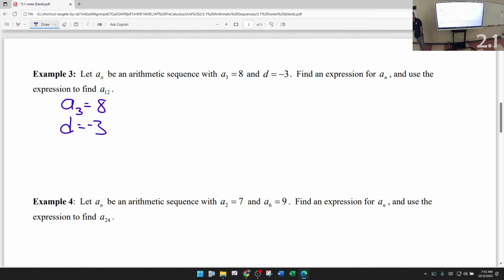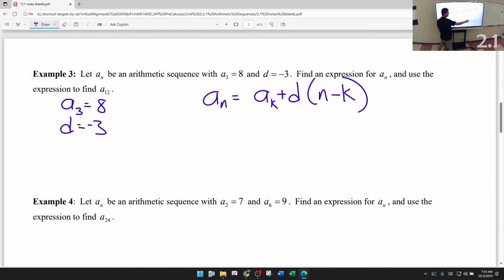Well, as soon as it says find an expression for a sub n, I'm going to go to a sub n equals a sub k plus d times n minus k. Let's write it down, and you've got to memorize it. The night before the test, make sure you go over that until you can't go over it anymore, right? A sub n is what it's staying, a constant.